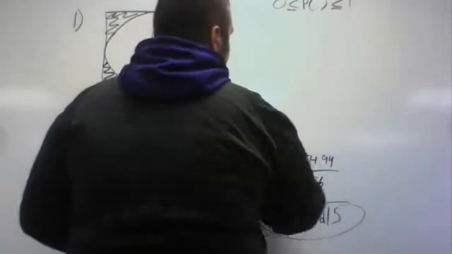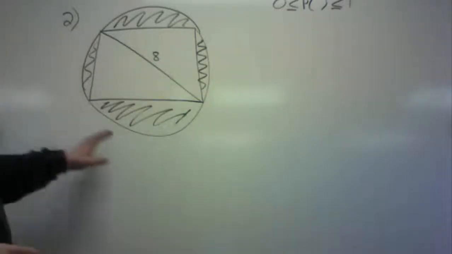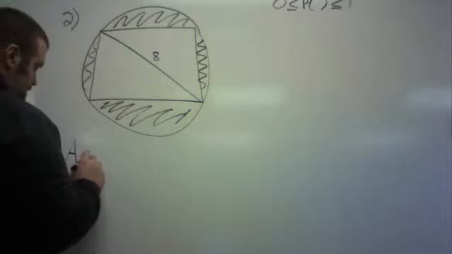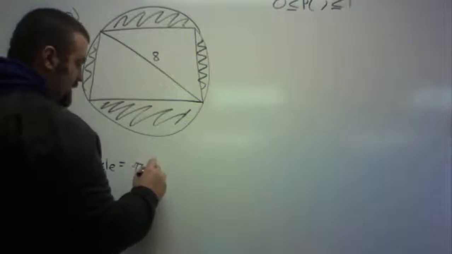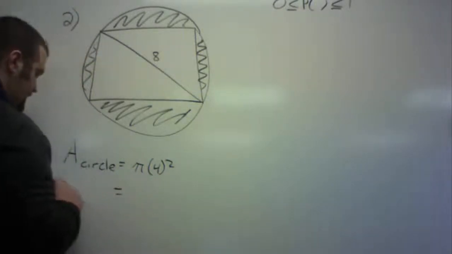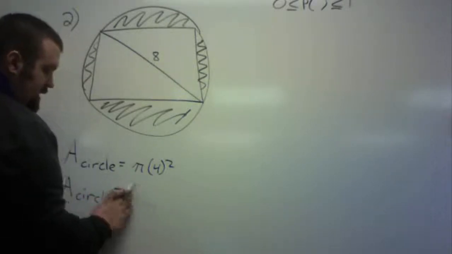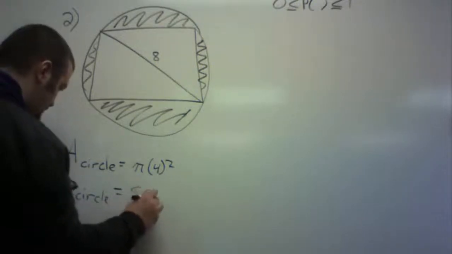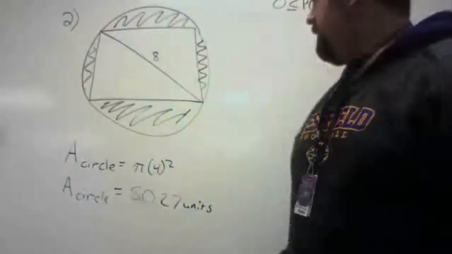Alright, there's 2 more to go. I'm going to put 2 up here, and then 3 I'll also put up here, but I'll be asking you to do that one. Alright, so they want this outside region of the circle. If I want to find the area of the circle, that would just be pi r squared. In this case, that would be pi times 4 squared. So the area of the circle, the big shape that I'm going to take it out of, is 16 pi, which is 50.27 units squared.